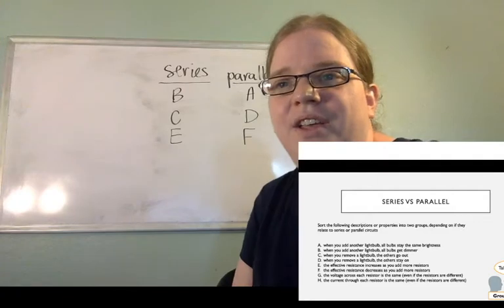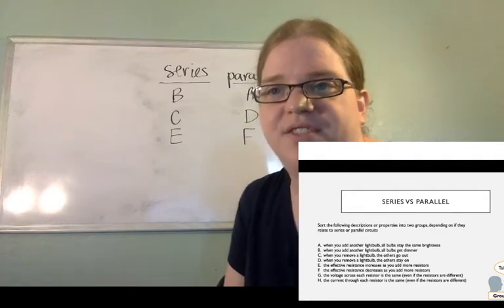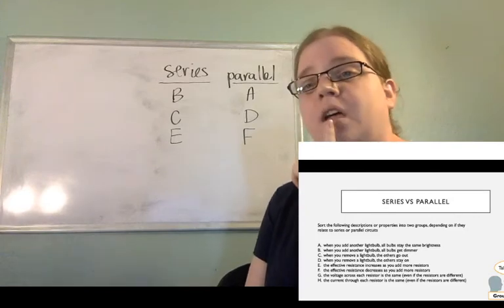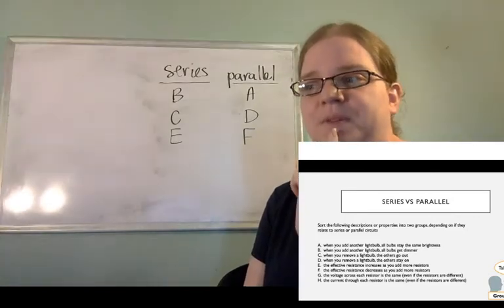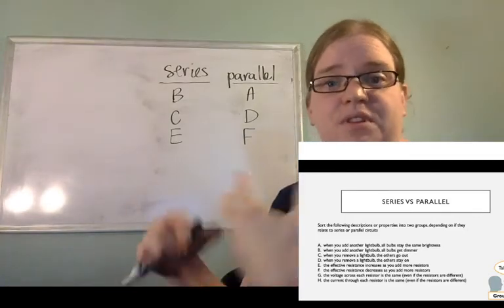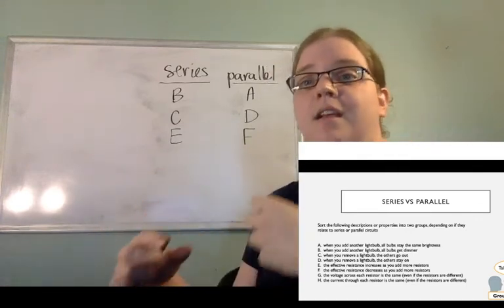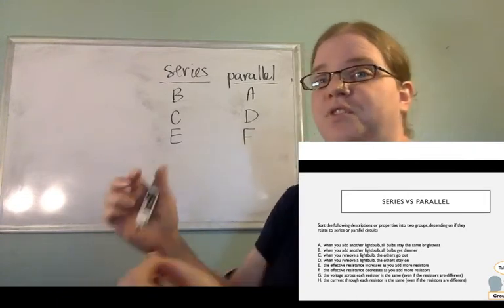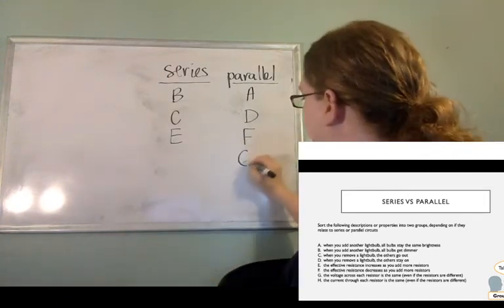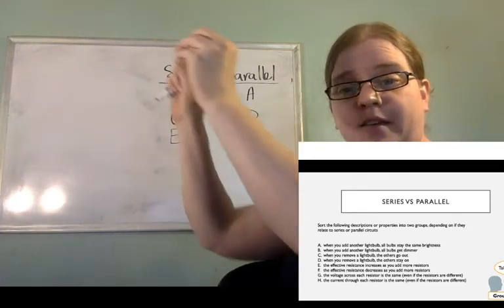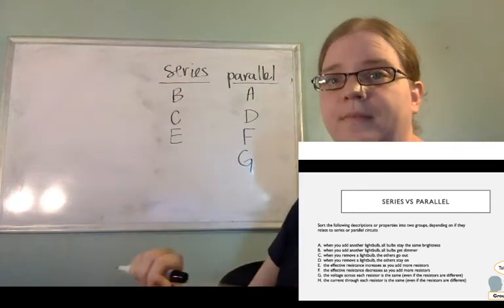Okay, G, the voltage across each resistor is the same, even if the resistors are different. You can build series or parallel circuits where this is true if everything is identical. But if they are different, you only always get the same voltage across each resistor for parallel, because they start at the top of the hill and they go to the bottom of the hill.